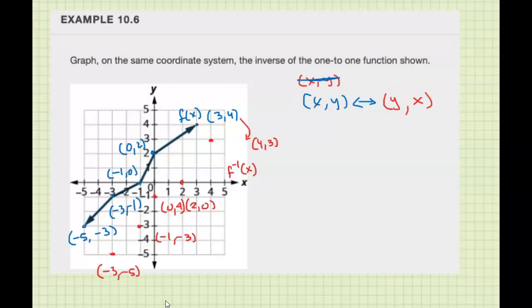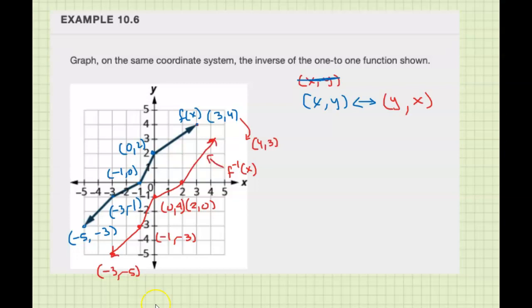All right, so you look at each point you identify on the function graph, you flip the x, y values, and you graph them and connect them with little line segments to make the graph of the inverse. All right, so we have this. So this is the graph of the inverse function there.